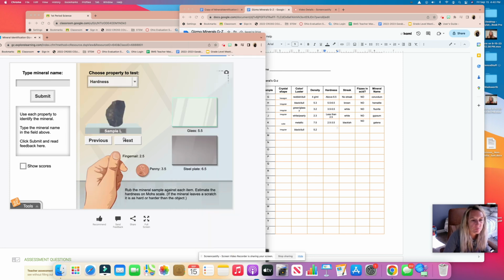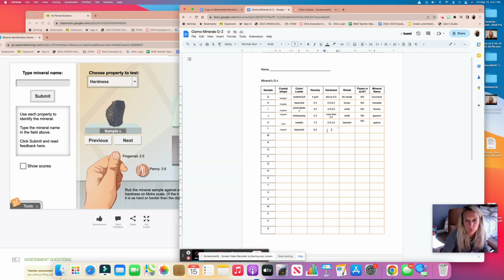Hardness. Scratches a fingernail, has to be harder than the nail. Scratches a penny, has to be harder than the penny. Scratches this glass plate, has to be harder than the glass plate, but does not scratch the steel plate. So it has to be between a 5.5 and a 6.5.